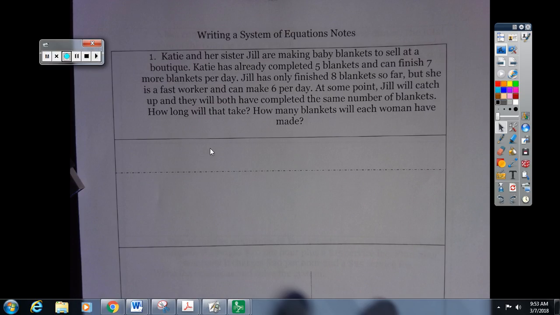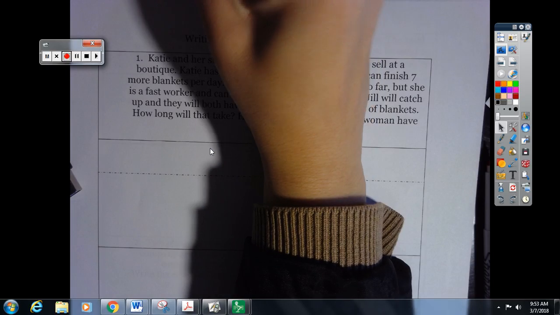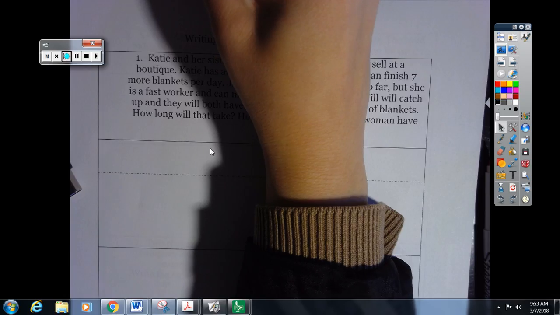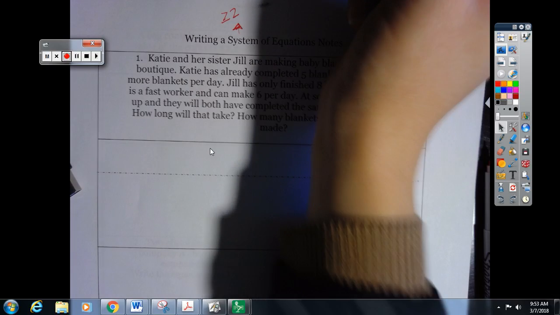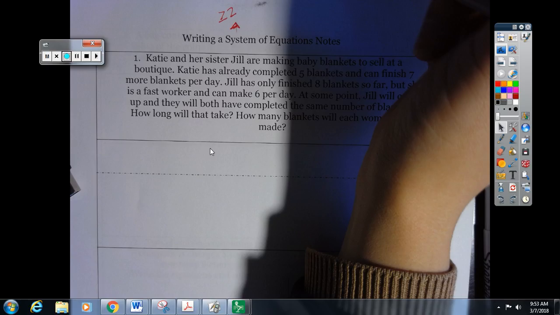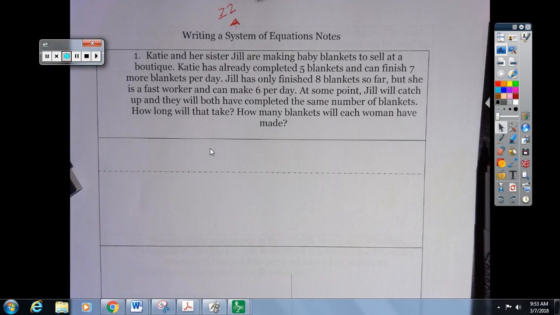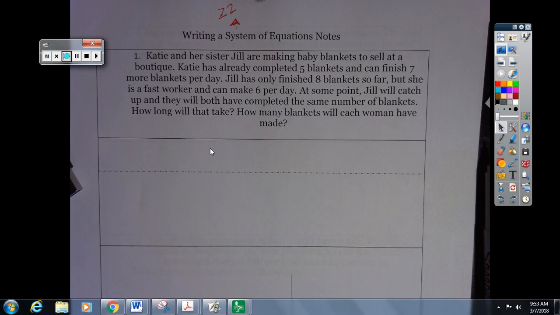We're going to be writing a system of equations. When I say a system, I'm talking about at least 2 equations. We only usually write 2, but it technically could be more. But we're writing 2.